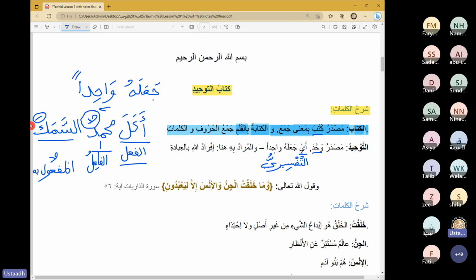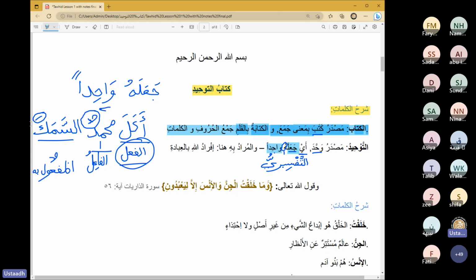Okay, ay ja'alahu wahidan. Going back to this sentence, ja'alahu wahidan, here we can see that ja'ala is the fi'l, the verb. The hu here is al-dhamir al-muttasil lil-ghaib, a connected pronoun. That is the fa'il, the hu, and then wahidan is the maf'ulu bihi. So he makes it one.